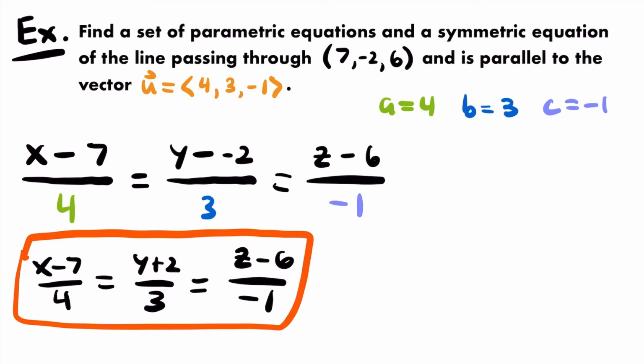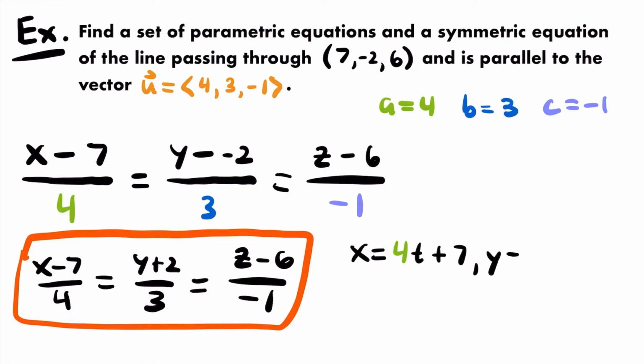But now let's find a set of parametric equations. Remember that for the parametric equations, we're going to have x equal to a times t, and then we're adding x1, and then we follow that same format for y and z, except we use their corresponding direction number and coordinate from the point. All right, so let's start with x here. We're going to have 4 times t, and then we're adding the x coordinate from our point, which is 7. So we have 4t plus 7.